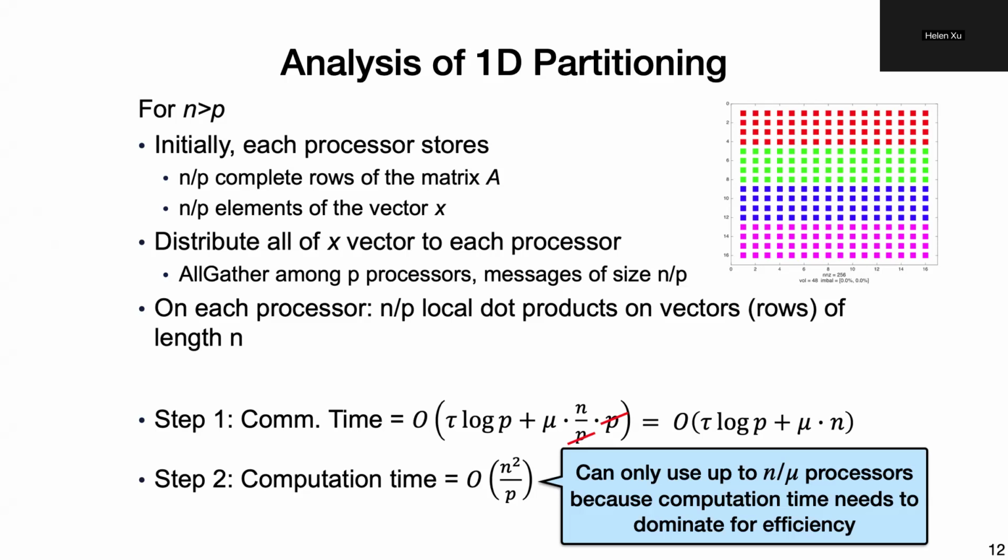And in this case, so we have two steps. We have the communication and we have the computation. And we can use up to about n over mu processes because to get maximum efficiency, the computation time should dominate the communication time. And so if you set the number of processors equal to n over mu, or equal to up to n over mu, then this thing is bigger.